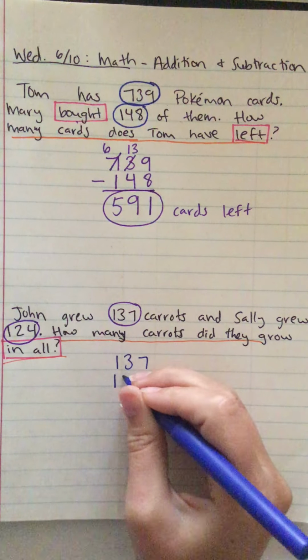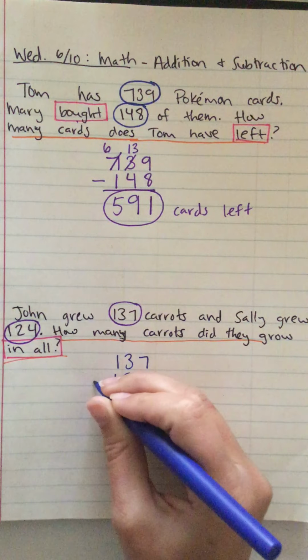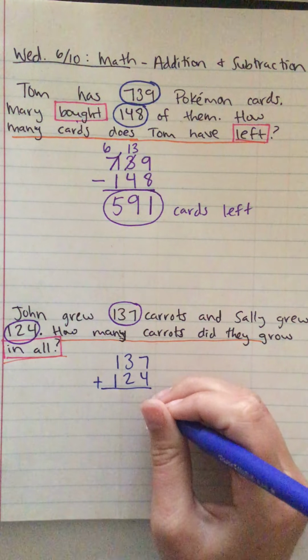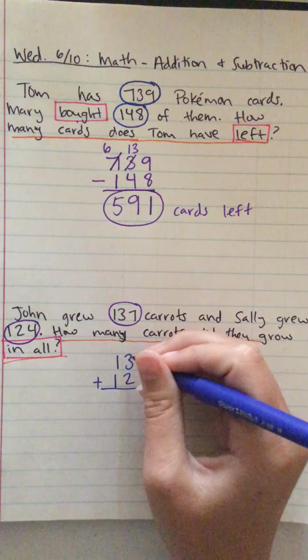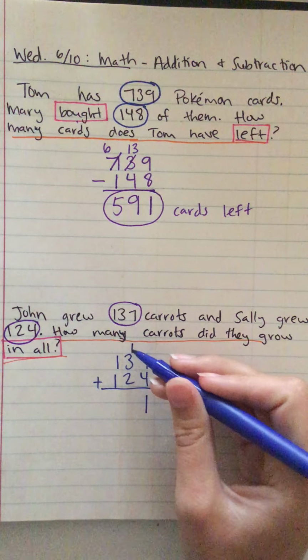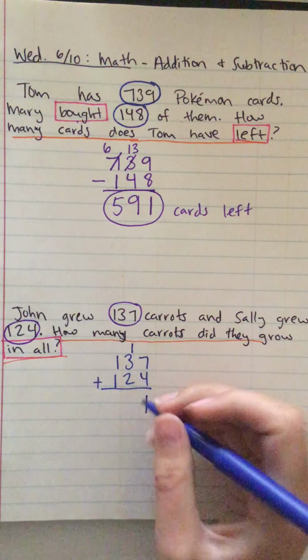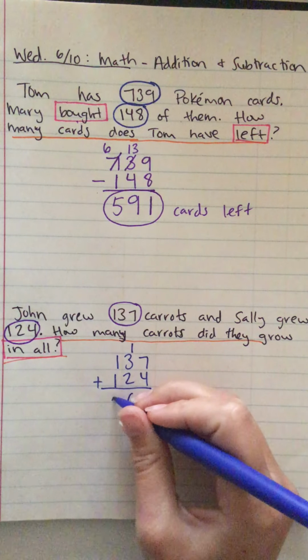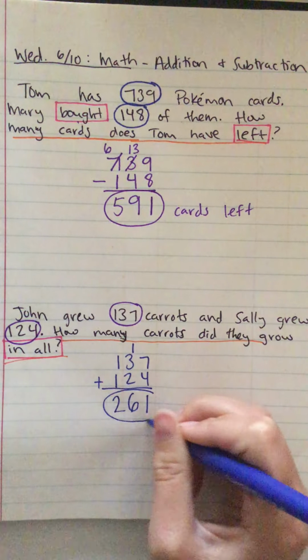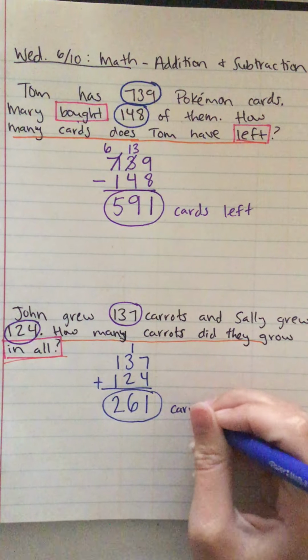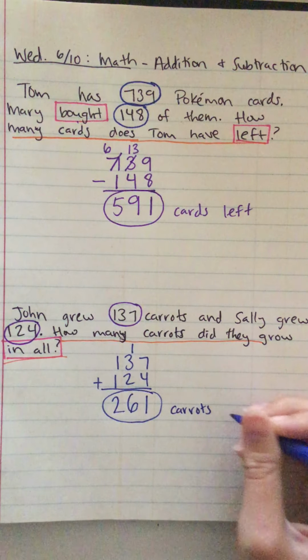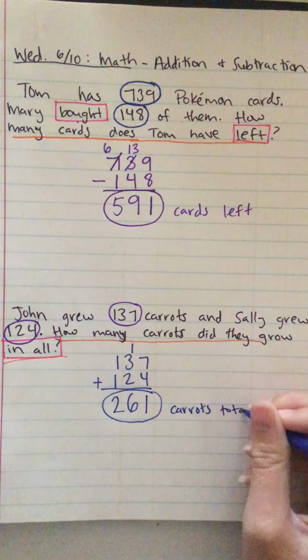137, stack them up, 124. 7 plus 4 is 11. Drop down the 1, carry the 1. 1 plus 3 is 4, plus 2 is 6. And 1 plus 1 is 2. So 261 carrots in all, in total.